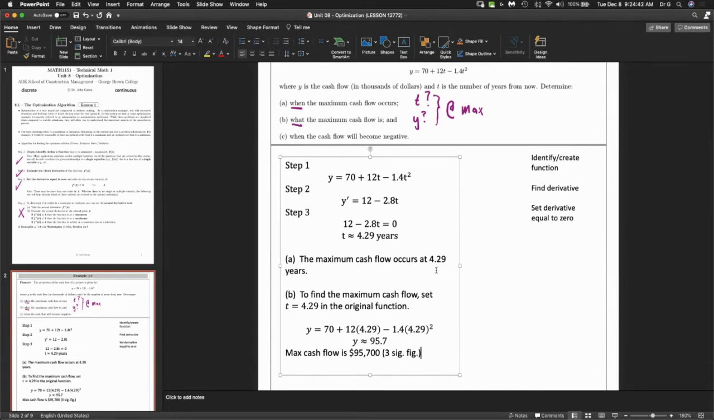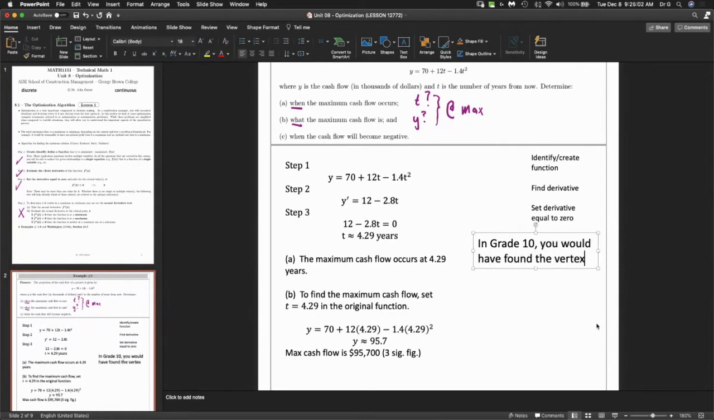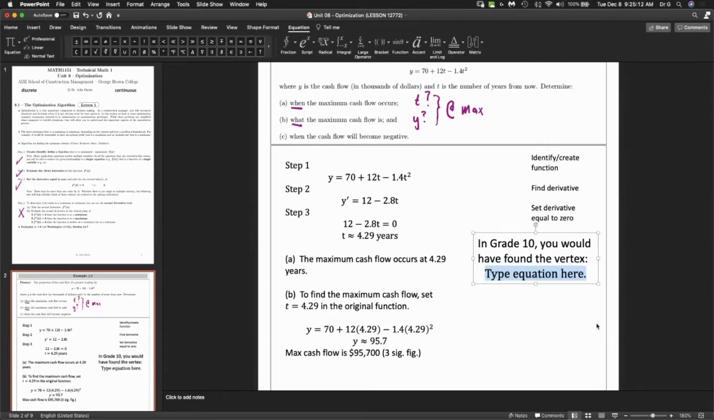Now part C is something different, but it's not calculus. Part C is not calculus. I'm going to just discuss quickly how you would have done this in grade 10. In grade 10, you would have found the vertex. And the vertex would be 4.29, comma, 95.7.